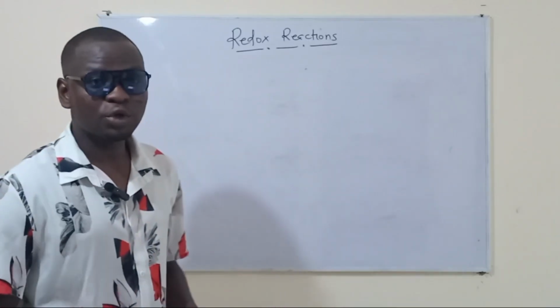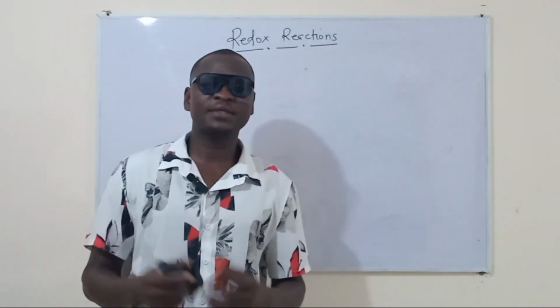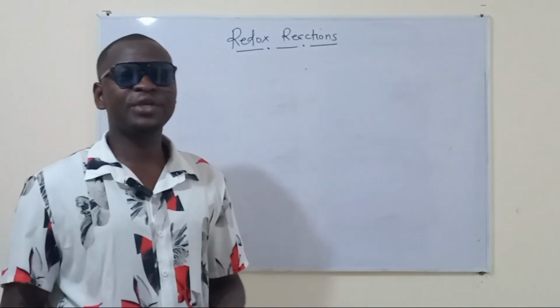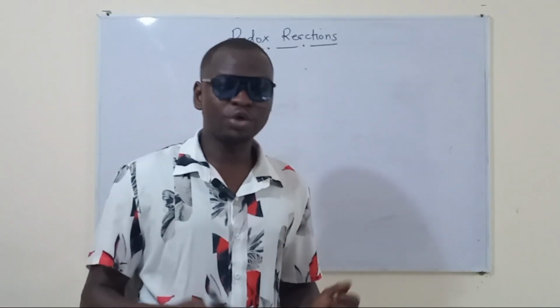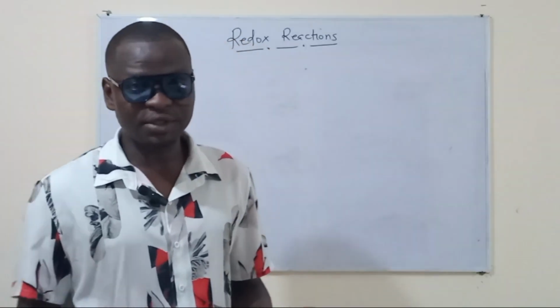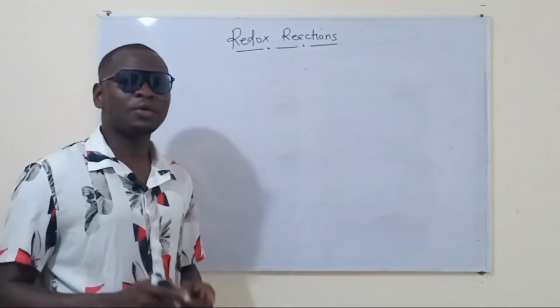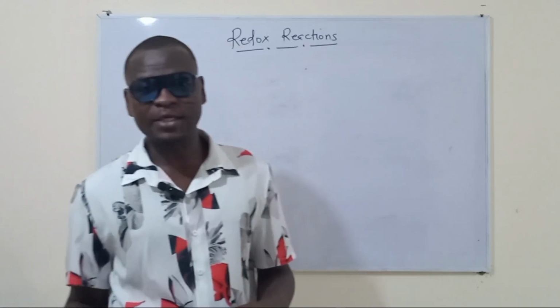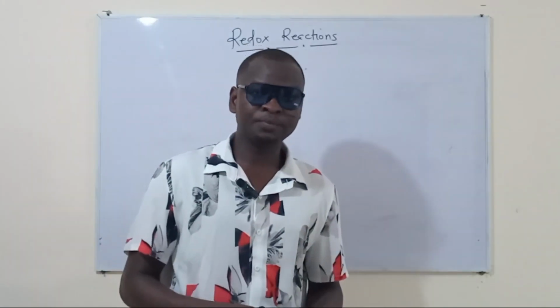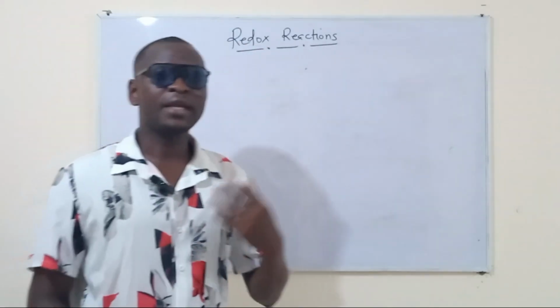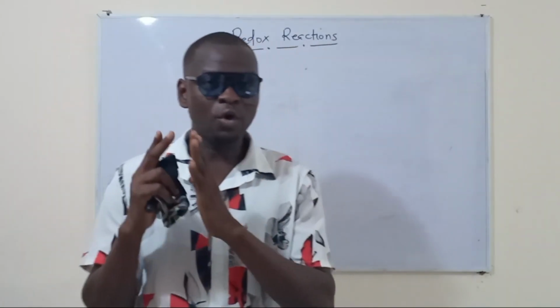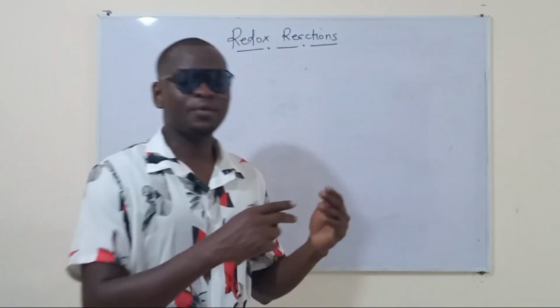When we talk about redox reactions, they are basically reactions in which there is a change in the oxidation number of relevant species. Or you can basically say a redox reaction is a reaction between an oxidizing agent and a reducing agent. These are reactions that involve oxidation and reduction.